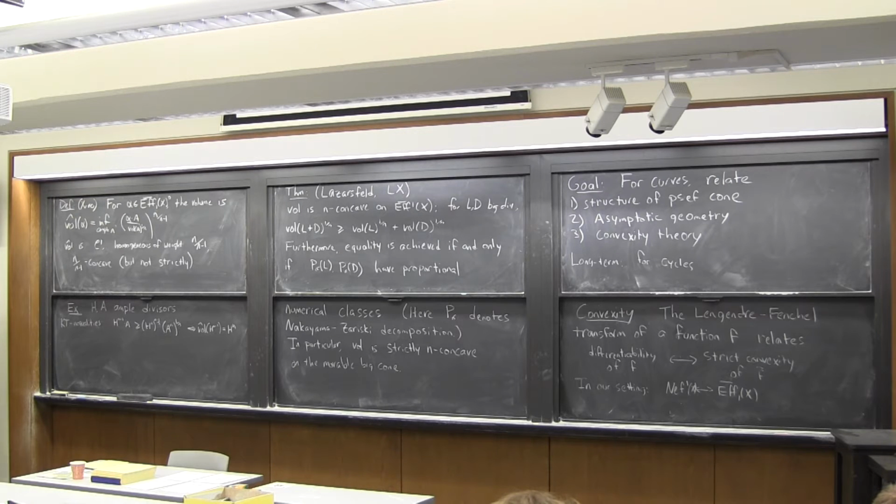So the effect of this vol hat function, when you apply it to a complete intersection of an ample divisor against itself, is in some sense taking a root. You know, it's returning the original ample divisor in some sense.